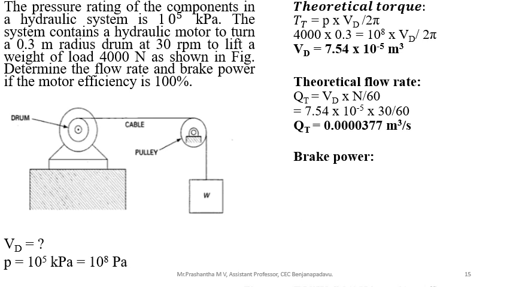And next unknown thing is brake power. Here to find out brake power, power equal to pressure into theoretical flow rate. P is in our hand and QT is also in our hand. Substitute both and when we simplify this, we will get the answer for brake power. P is 10 to the power of 8 into QT is 0.0000377. Simplify this, we will get 3770 watts. When we convert this into kilowatt, that is 3.77 kilowatt.